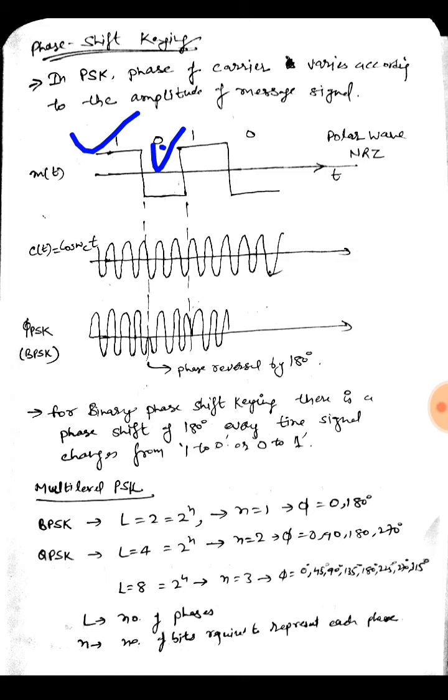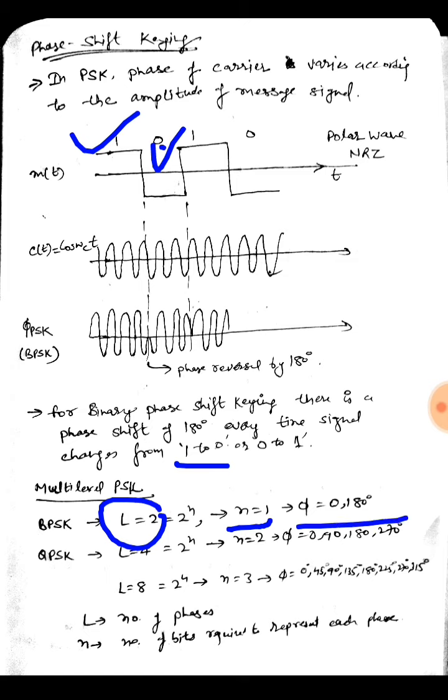Okay, so in binary phase shift keying, there is a phase shift of 180 degree every time the signal changes from 1 to 0. So this is the BPSK in which the number of levels is 2. So n comes out to be 1, and we have two phase differences, 0 and 1.